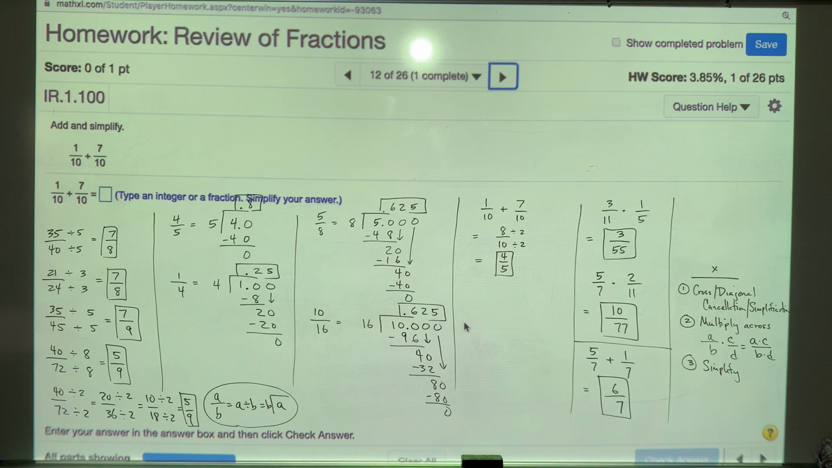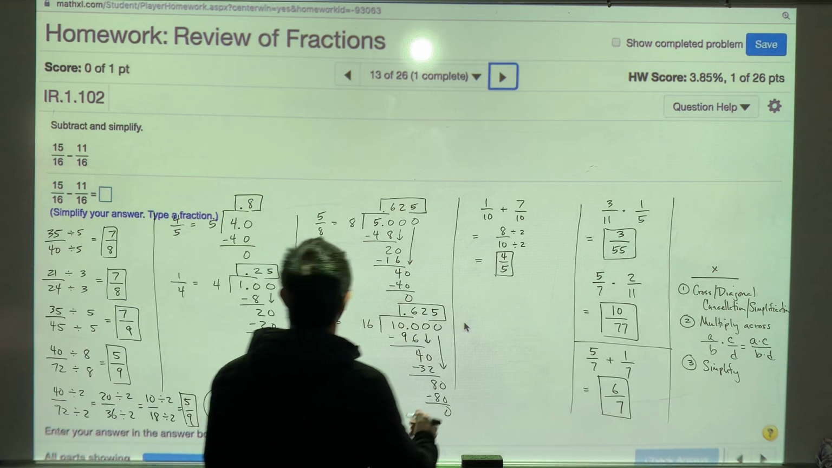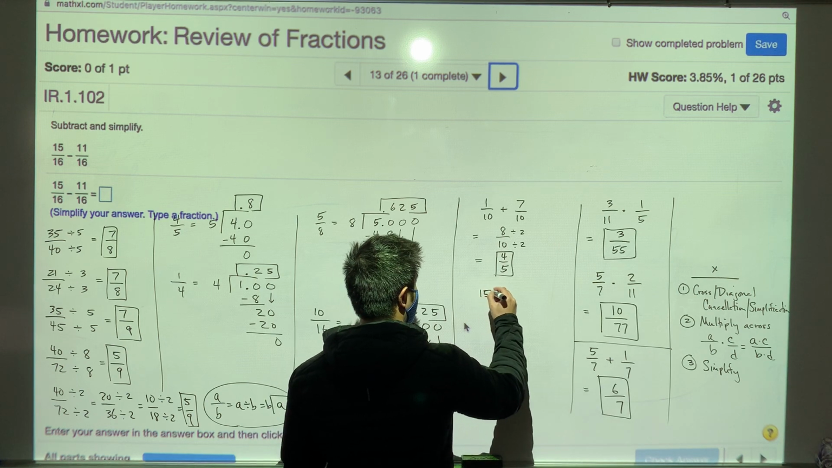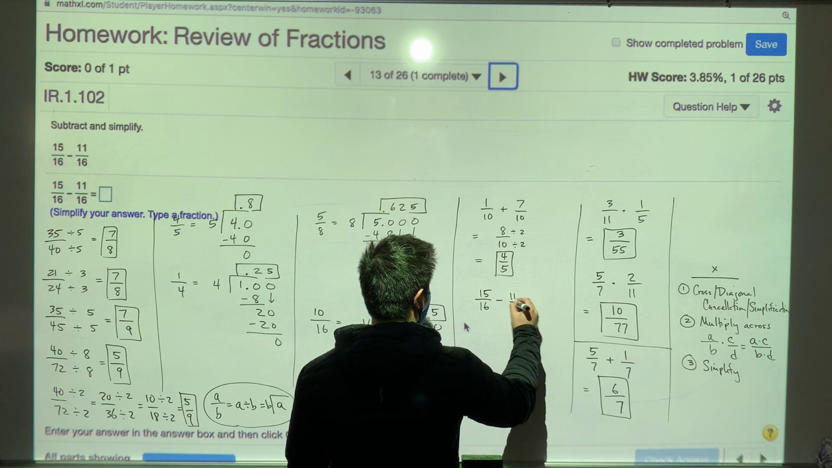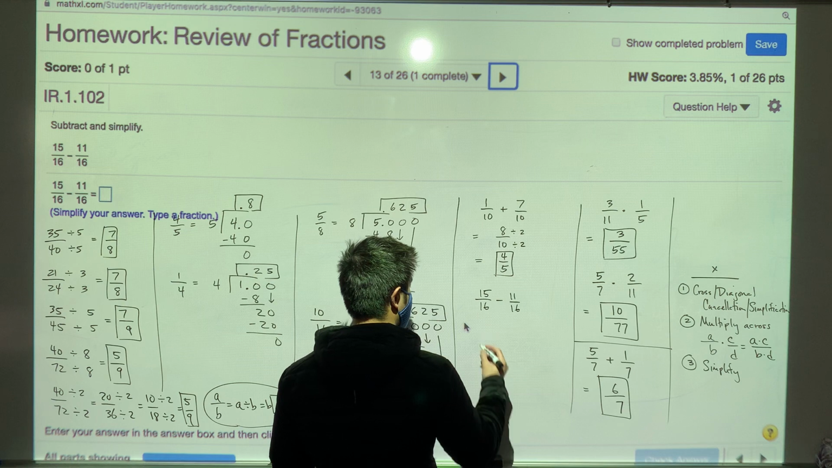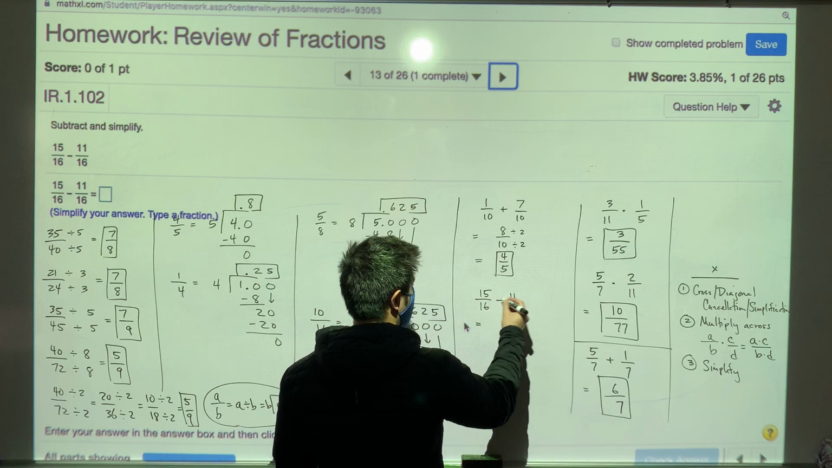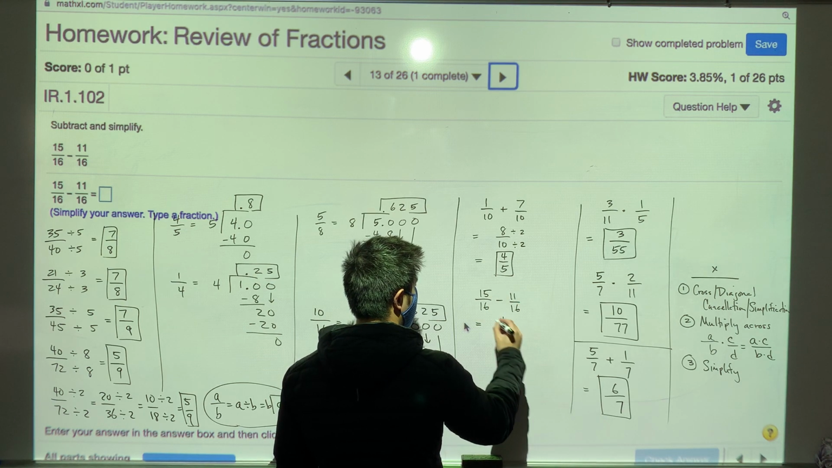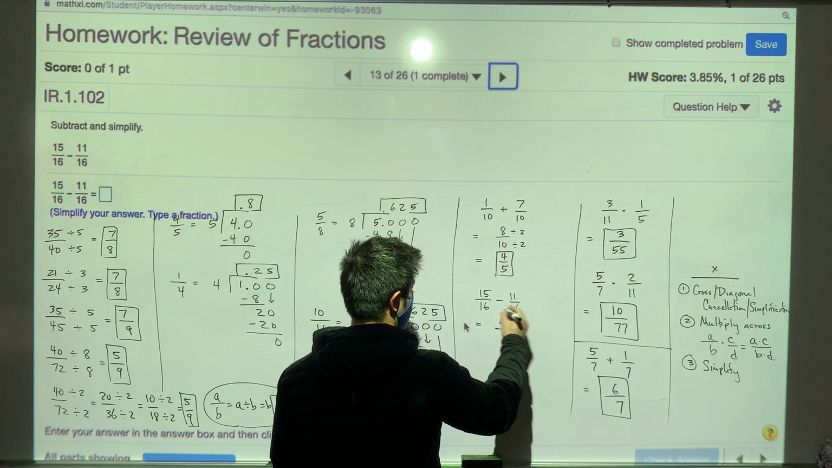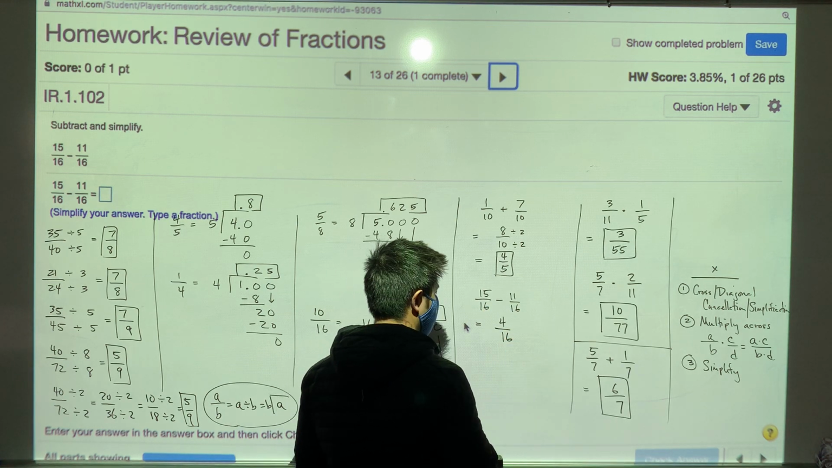Any questions about that? All right. And the same thing with subtraction, just like we mentioned a moment ago. So I've got 15 over 16 minus 11 over 16. I've got a common denominator. So 15 minus 11 is 4. 16, no subtraction, stays 16.